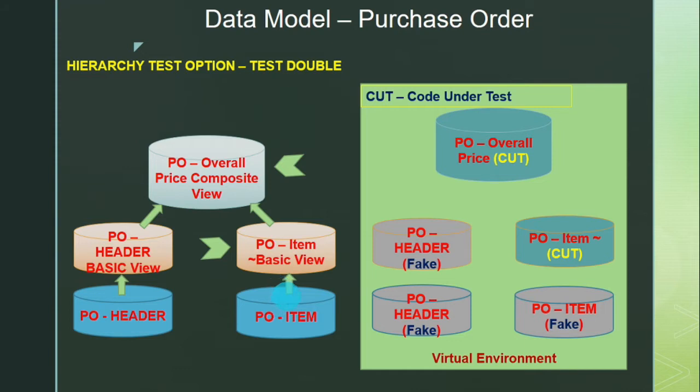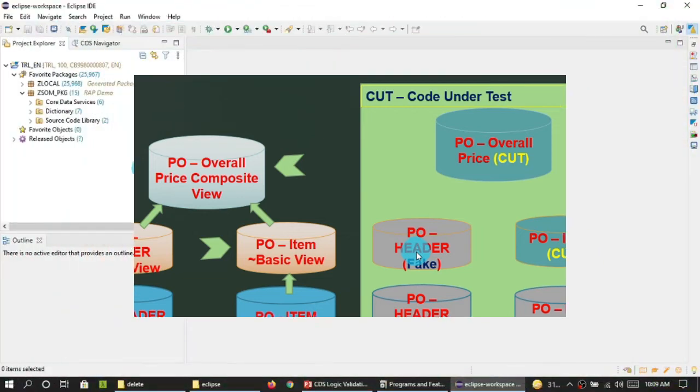So ideally, as a dependency against this final code under test object, I cannot say, hey, this one is dependent, this one is dependent. It's not possible. We'll see shortly when we do a hands-on. So I'll just take this one as a fake, as a direct dependency. By doing that, it will be automatically considered as code under test. And I'll consider in my demonstration only this one as a fake. That way I'll make this one, PO header basic view, also under code under test.